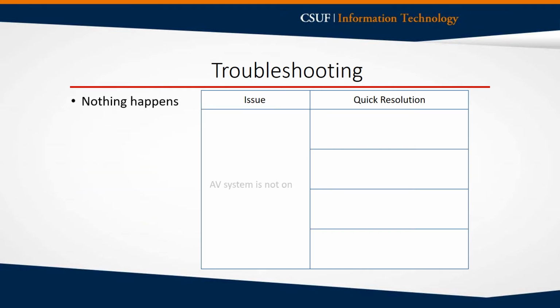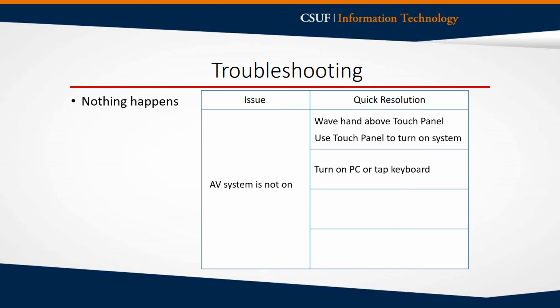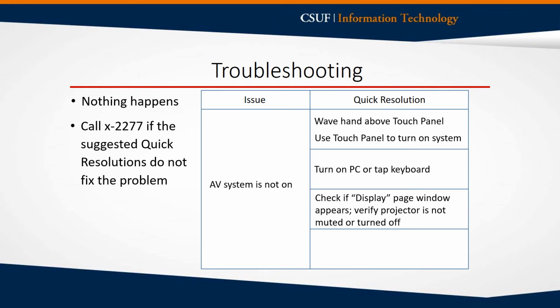If the AV system is not on, wave your hand in front of the touch panel screen. If you see the CSUF logo, touch anywhere on the startup screen to turn the system on. If the AV system still does not appear to be on, turn the PC on or tap the keyboard to wake up the PC. Check the touch panel screen. If the display page appears, unmute or turn on the projector, depending on the state of the selected buttons. If the system still will not turn on, verify that the lectern has power.